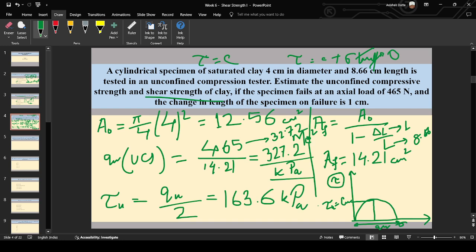Okay. So I can repeat. First of all, you need to find out the initial area, and then from the initial area and the axial strain, find out the area at failure. Then divide the axial load by the area at failure to find out the UCS, Qu. Half the UCS gives the shear strength or undrained cohesion. You can also call the shear strength undrained cohesion, half of the UCS, because it is an unconfined compression test. I hope it is clear. I will go to the next question.